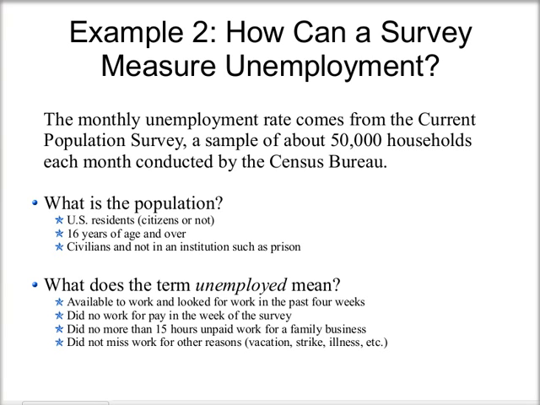So to be unemployed, you have to have been available and also looking for work in the past month. You have to have done no work for pay in the week of the survey, and also no more than 15 hours of unpaid work for a family business, and have not missed work for other reasons. So then they can really tell who they mean by unemployed.